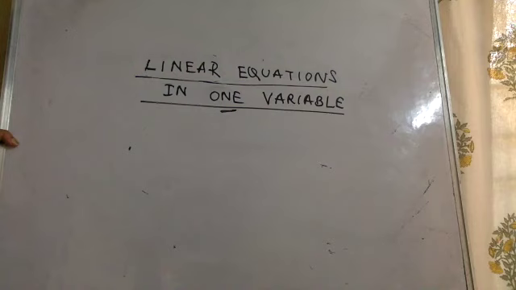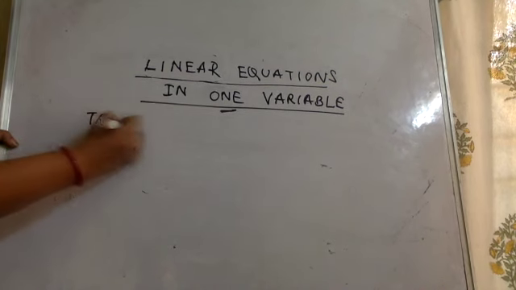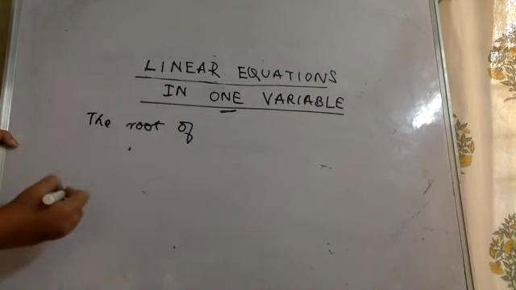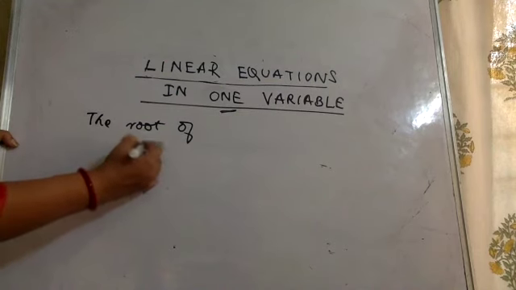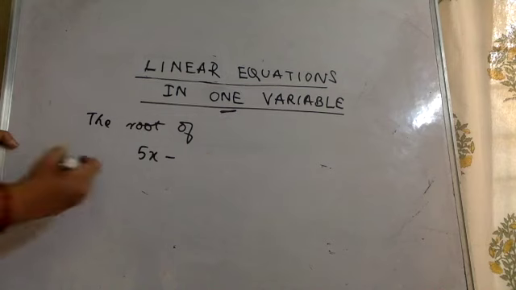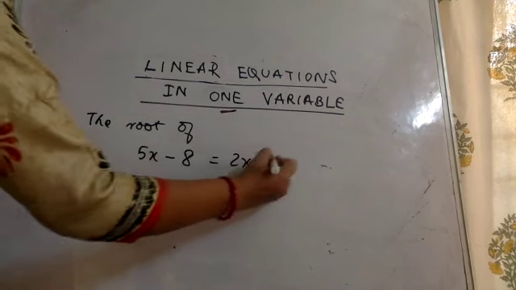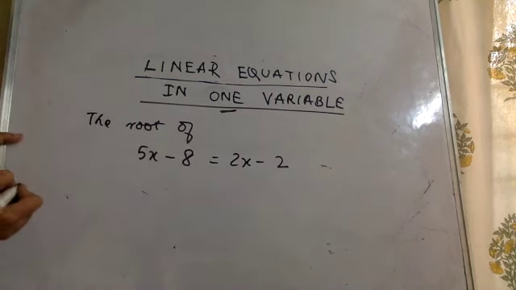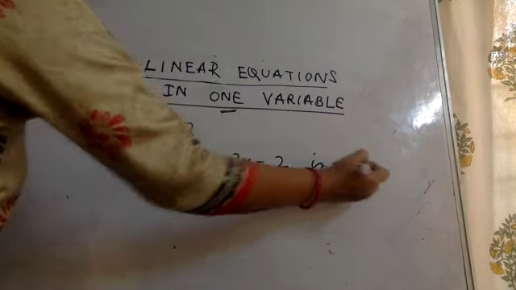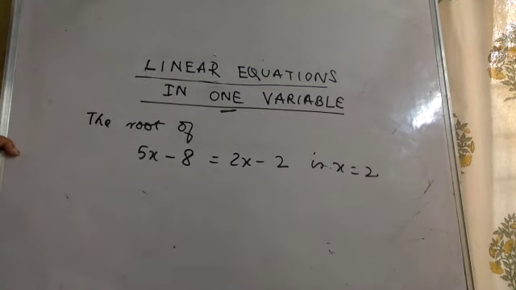Let's take the root of 5x minus 8 equals 2x minus 2 is x is equal to 2. Okay. Then what do we do here?